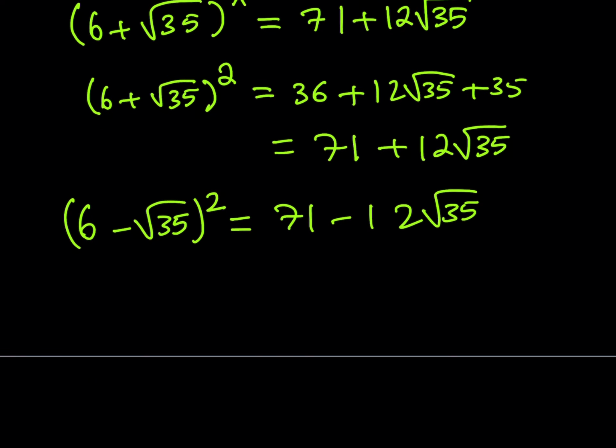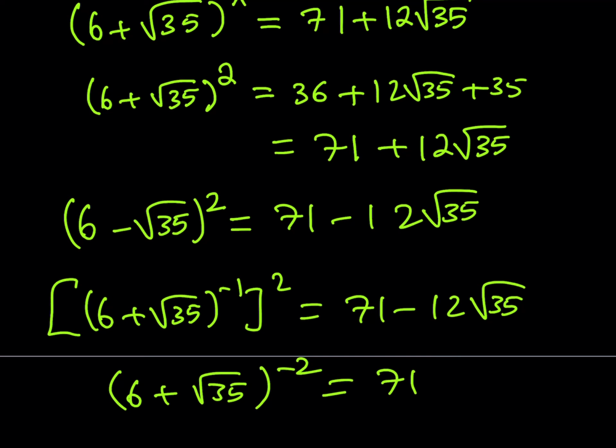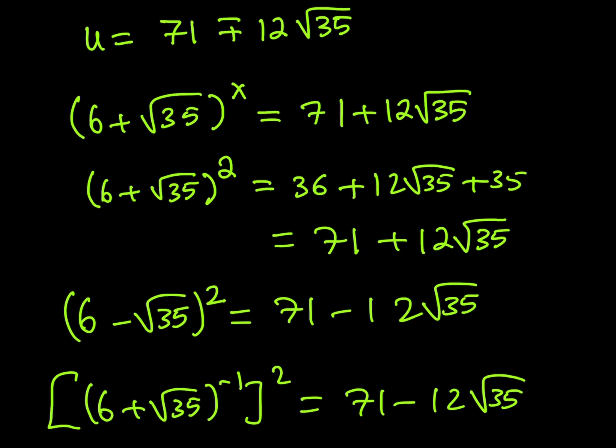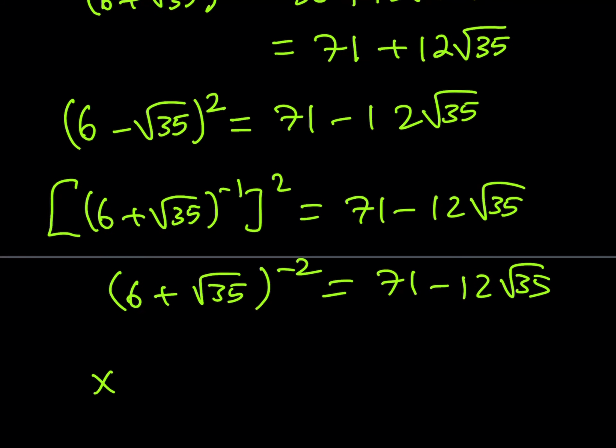There you go. So in other words, I can basically replace 6 minus root 35 with (6 plus root 35) to the power negative 1. That's interesting because they're reciprocals, right? Okay, cool. So these are equivalent. And then raise it to the second power, and then they will be equal. Wow, that's interesting. Well, what is that supposed to mean? It means that this guy over here, 6 plus root 35, raised to the power negative 2, gives us one of the solutions. Awesome. So 2 is not the only solution then. Wow, that's amazing. So we have two solutions. What are they? x equals 2 and x equals negative 2.